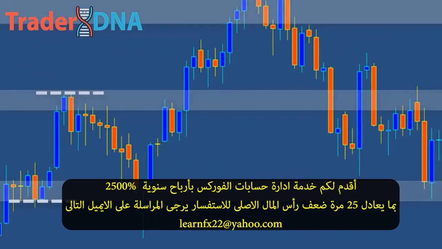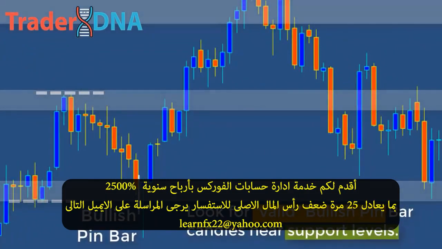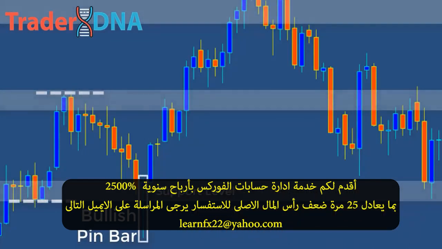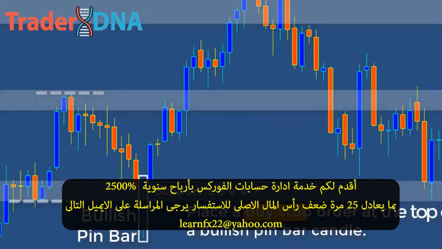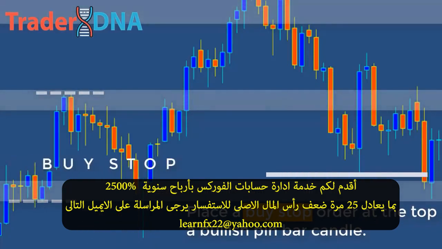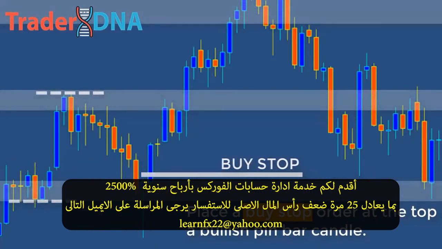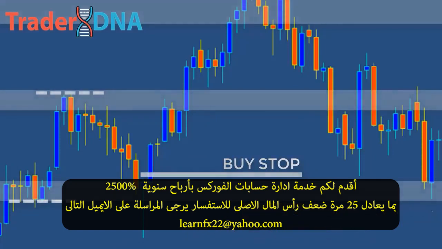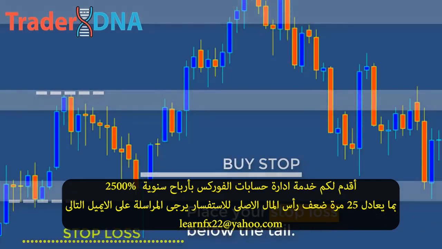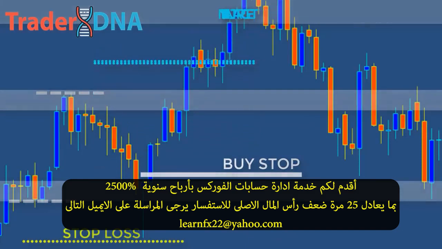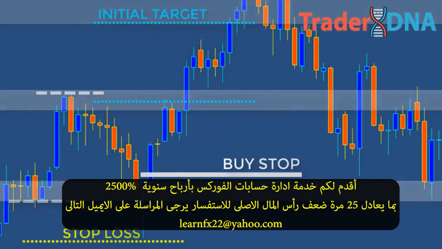For bullish pin bar. First, look for valid bullish pin bar candles near support levels. Second, place a buy stop order at the top of a bullish pin bar candle. Third, place your stop loss below the tail. Fourth, place your initial target at 2 or 3 times risk taken.